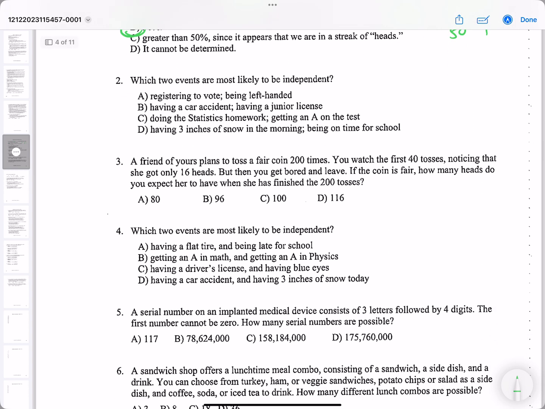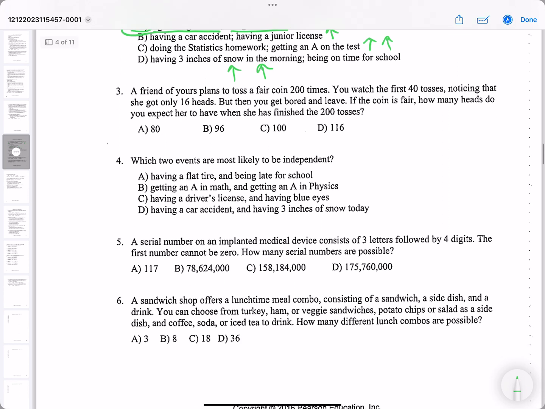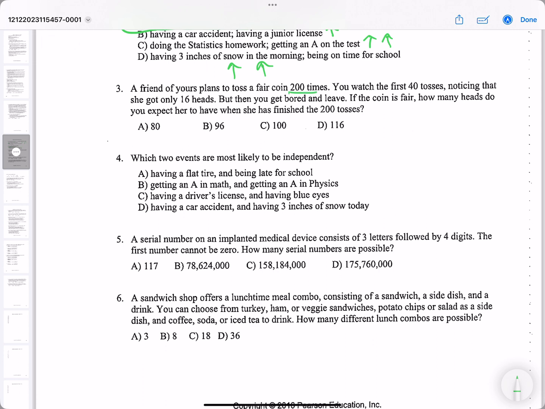Which two events are most likely to be independent? Independent means one thing doesn't affect another. Registering to vote and being left-handed, those don't seem to affect one another. Having a car accident and having a junior license, well, yes, those are affecting each other. That's why insurance rates for junior license holders or younger people are more expensive. Doing stats homework and getting an A on the test, obviously as one happens, the other tends to happen. Having 3 inches of snow in the morning and being on time for school: obviously, the more snow you have, the later you're going to be. So those would be related. So yes, A.